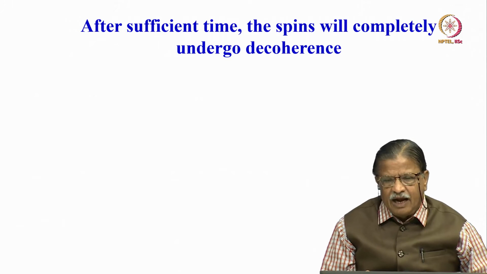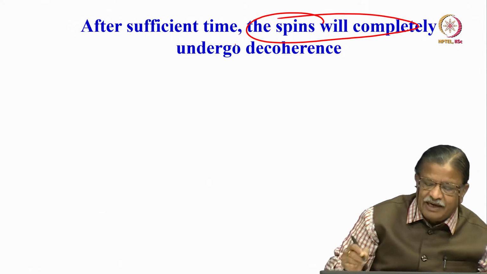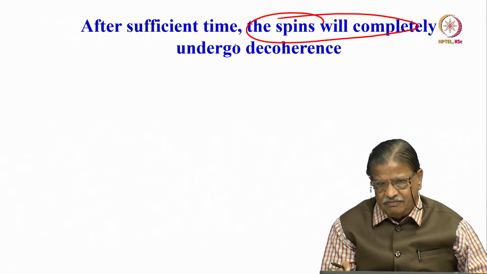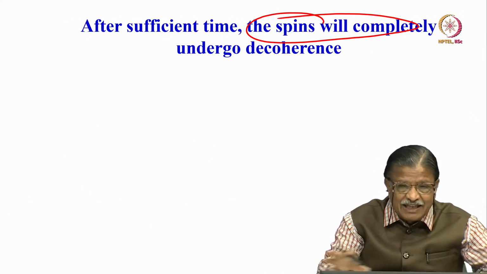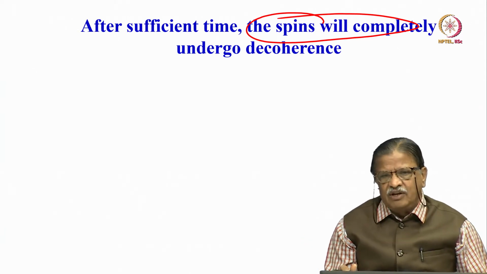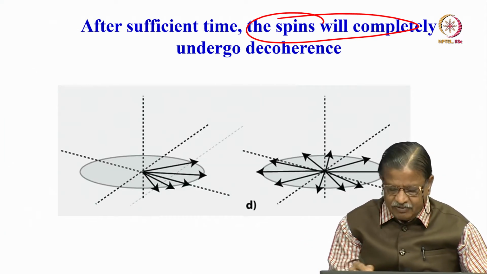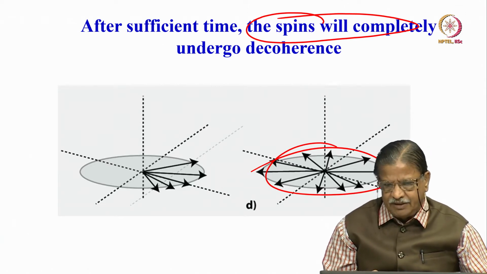Okay, and you wait for a sufficiently long time. After a sufficiently long time, the spins will completely undergo decoherence. There is no coherence at all. That means you will not see any signal in the xy plane. If you put a receiver there, you don't get any signal. Zero signal you are going to get. Okay, this is what happens. There is complete decoherence and you don't see any signal.